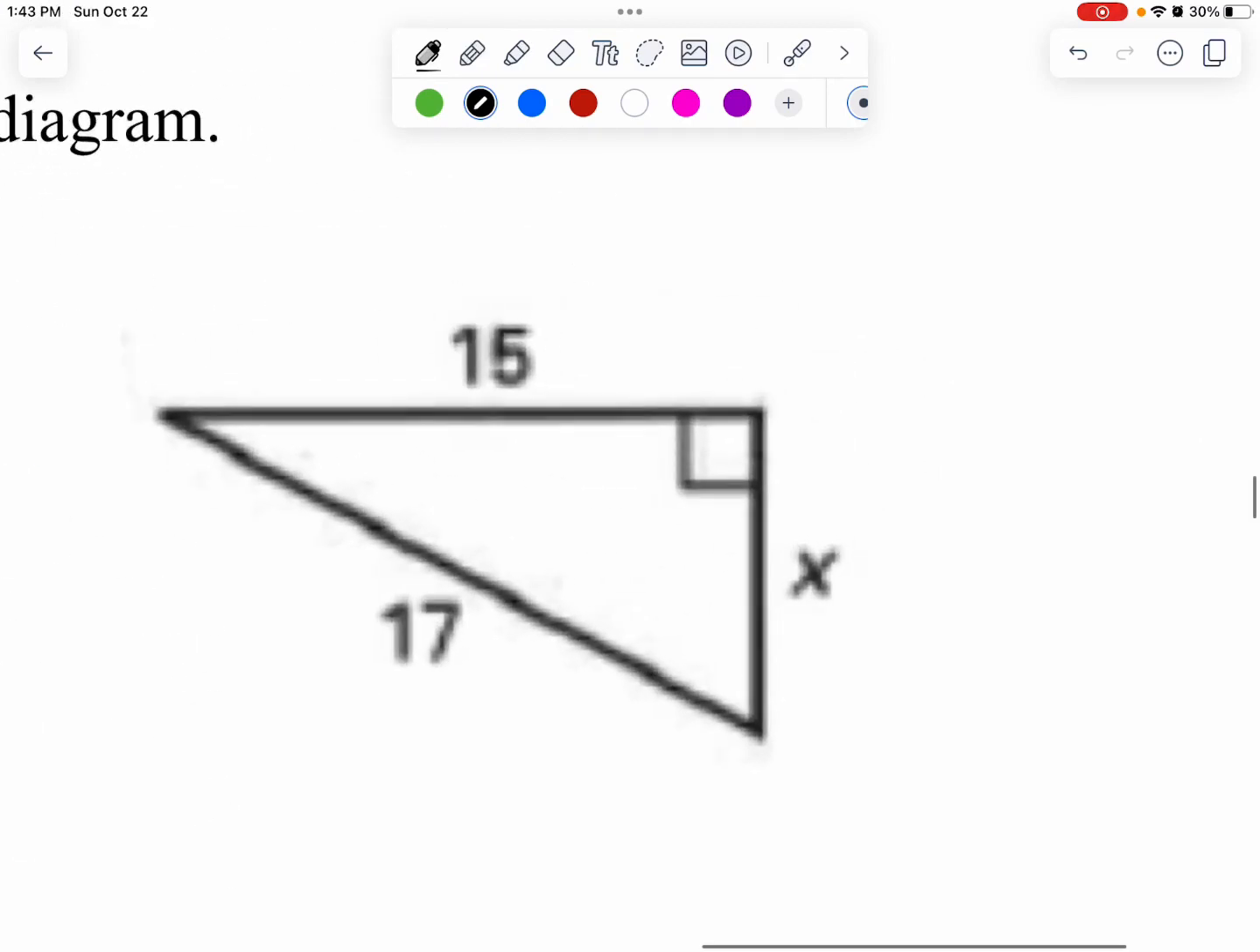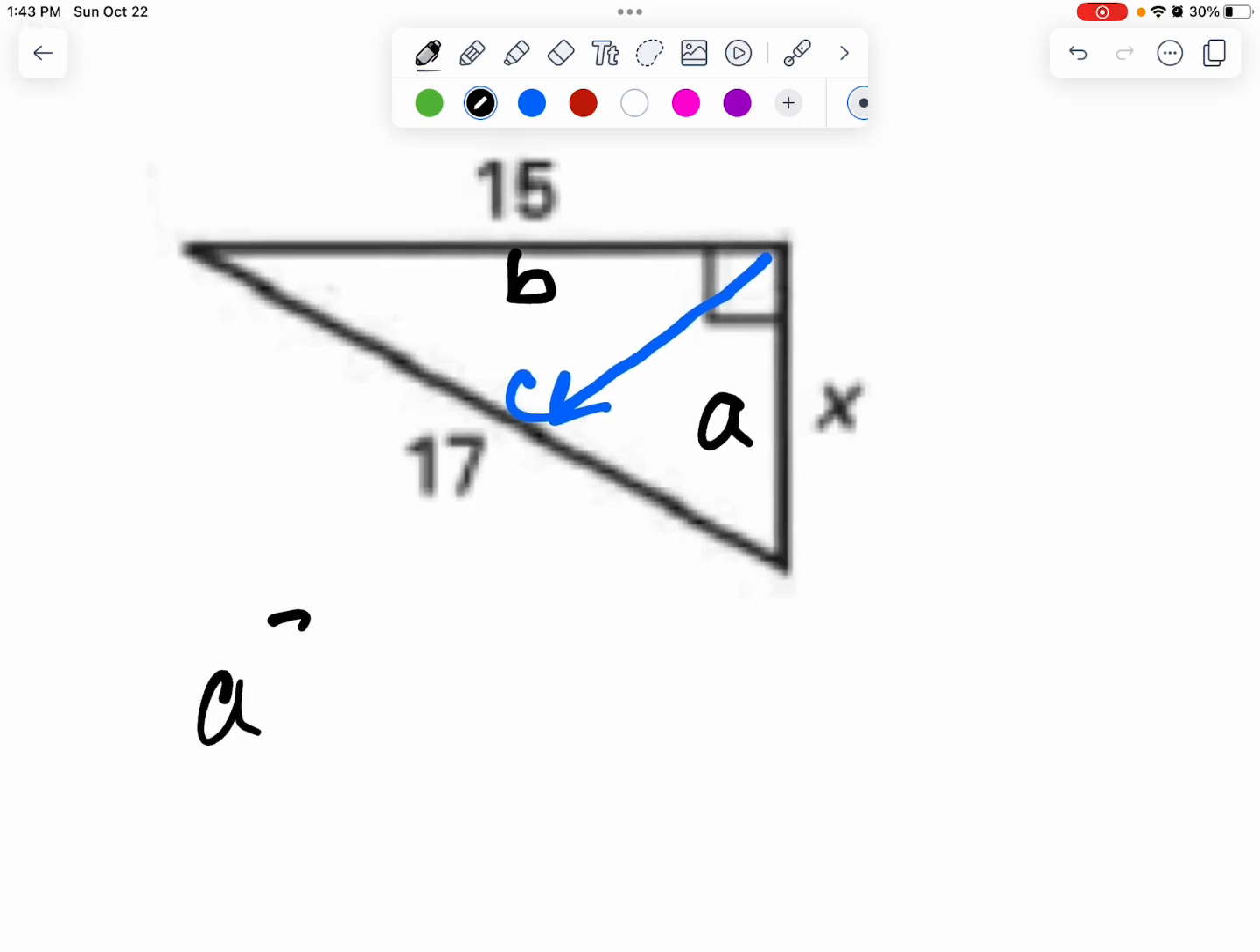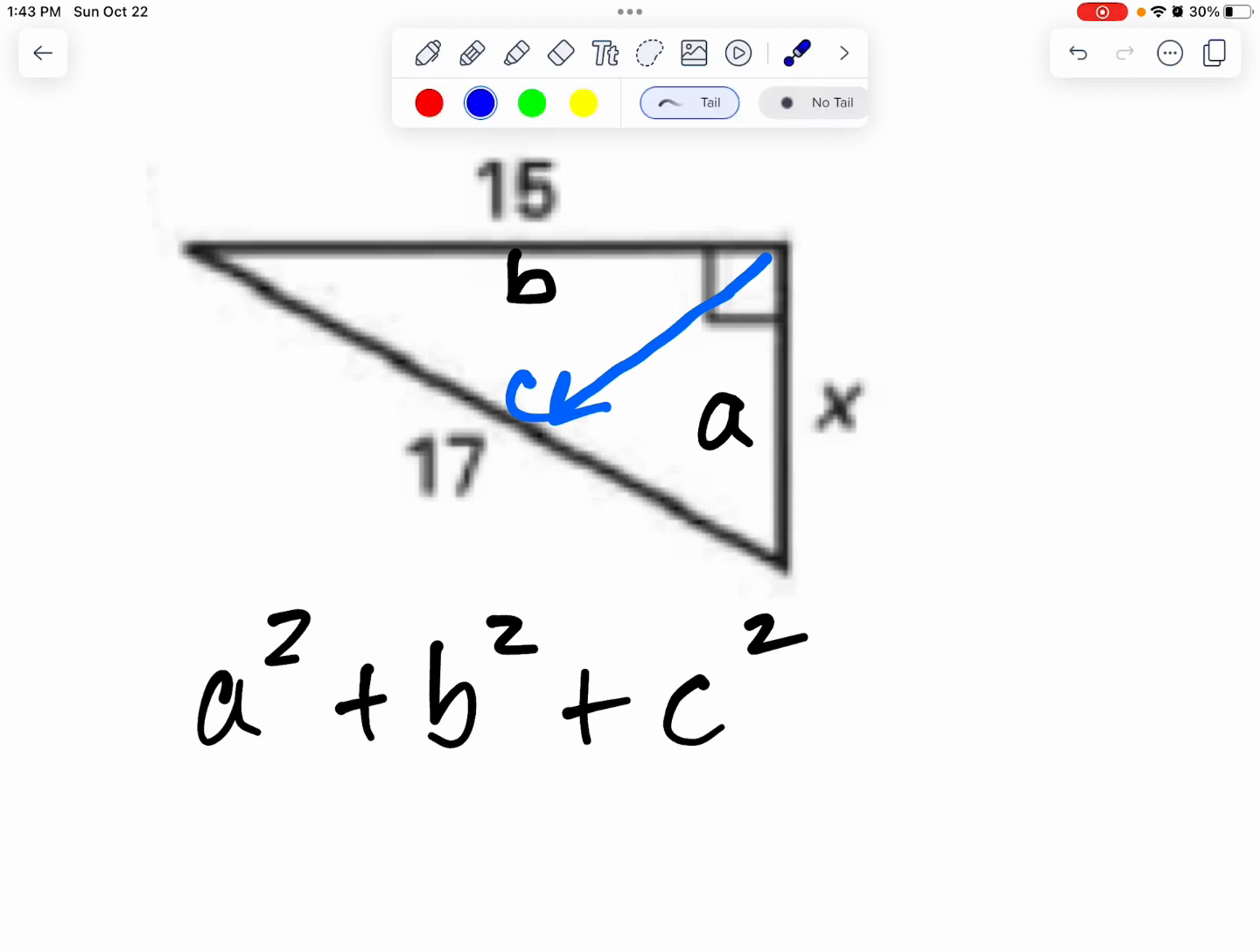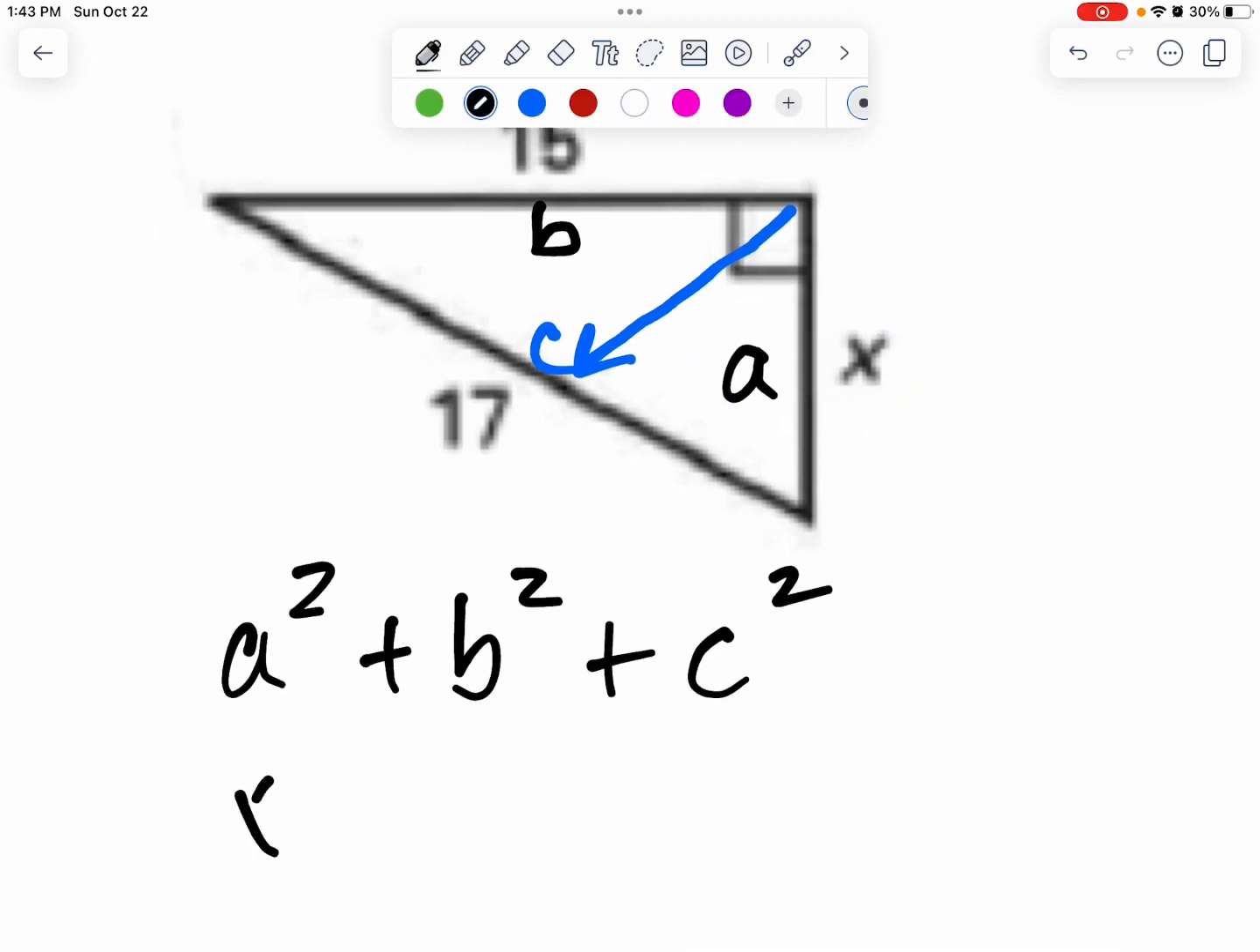Let's see, I'm going to put an A here, I'm going to put a B here, but I know that across from, or opposite, my right angle has to be the C. So that's what I'm going to put there. I am going to label my formula, A squared plus B squared equals C squared. Next to my A, I have an X, so I'm going to put X squared. Next to my B, I have a 15, so I'm going to put 15 squared.